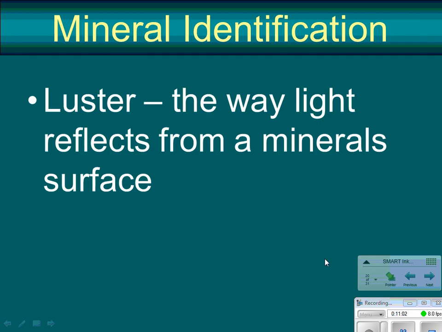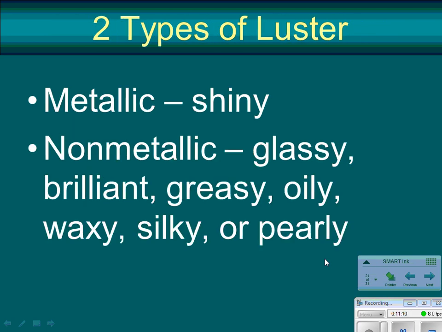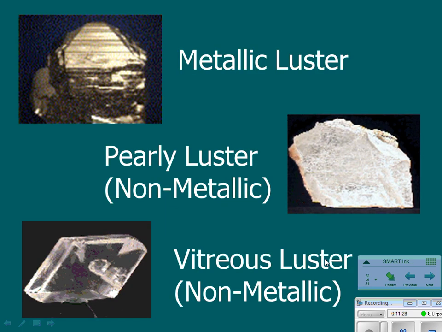Luster, the way light reflects from a mineral's surface. So whether it looks shiny, whether it looks dull, you can have a metallic luster where it looks like metal, or a non-metallic luster. And if it's a non-metallic luster, you get all these other fancy words you can use to describe it. It could look glassy, brilliant, greasy, oily, waxy, silky, or pearly. And then here's a picture for metallic luster. It looks like a metal. Pearly luster kind of looks like a pearl. Vitreous would be glassy. Looks like glass.